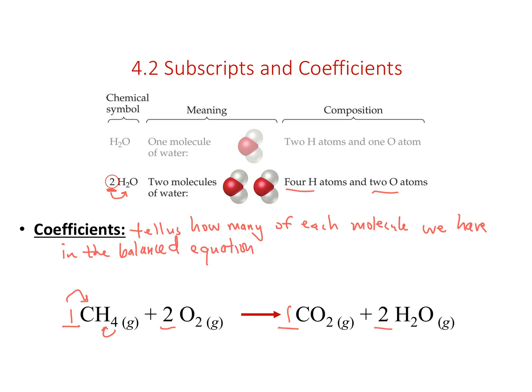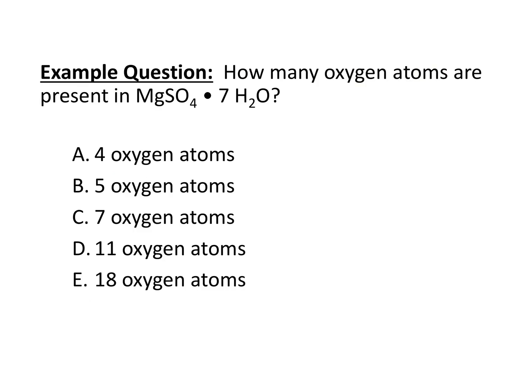So we need to be able to differentiate coefficients and subscripts. Subscripts apply to within the molecule. How many of those elements do I have? Coefficients apply to the entire molecule. How many of those molecules do I have in that reaction? So here's an example for you. How many oxygen atoms do I have in magnesium sulfate heptahydrate? How many oxygen atoms do we have in that sample?